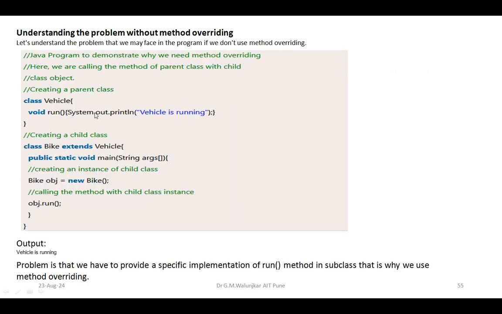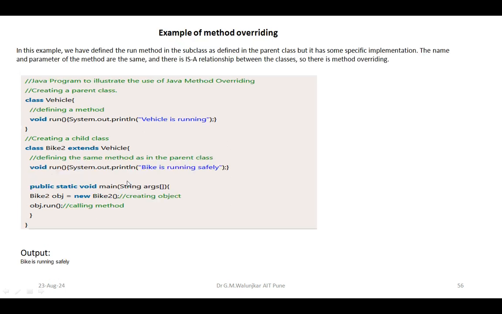Now, in short, let's see how method overriding will happen. void run is in the Vehicle base class. Then you write public class Bike extends Vehicle, and then Bike obj = new Bike. When you say obj.run, it will call the method from the parent class. The problem is that we have to provide a specific implementation of the run method in the subclass. That is why we use method overriding. How a bike will run, how a car will run: if you want to specify such specific implementation, you have to go for method overriding.